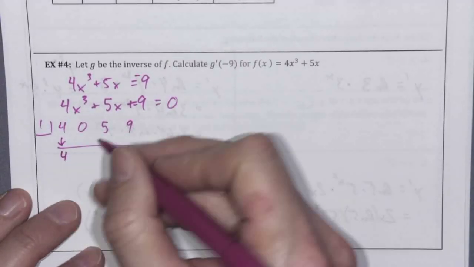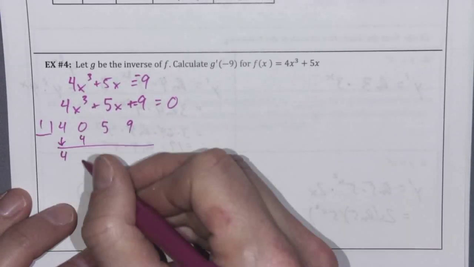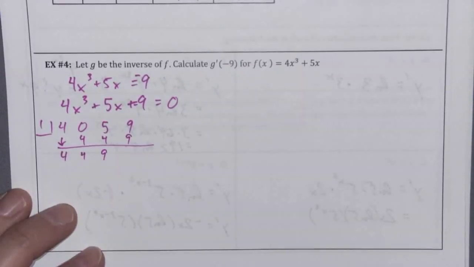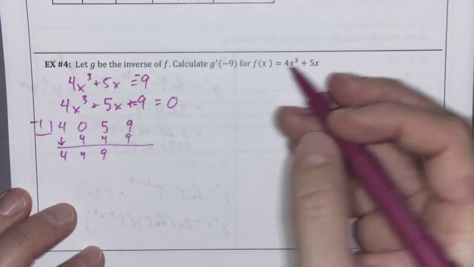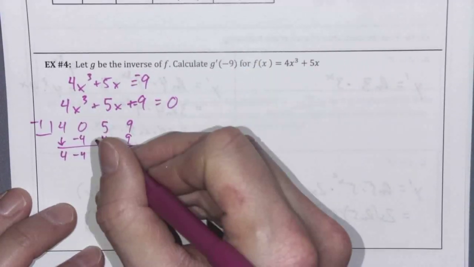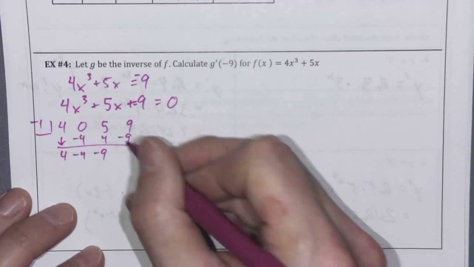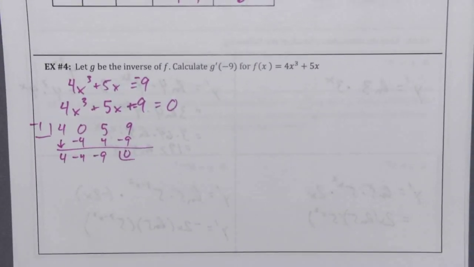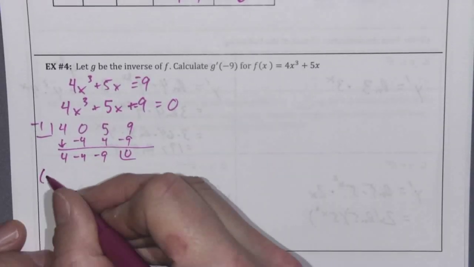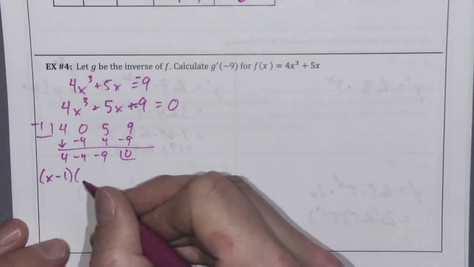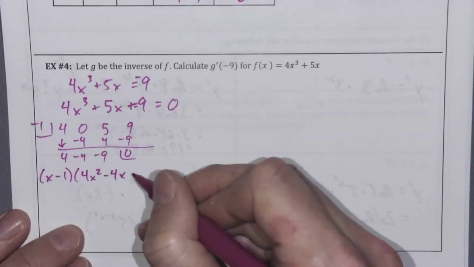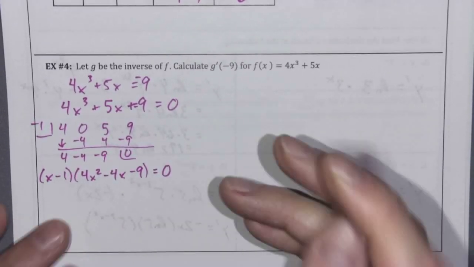That's going to be 4. That's 4, 4, 9, and then 9, that's going to be 18. But if it's negative 1, that's going to make him negative, positive 9, and then that'll become negative. There's my 0. Okay. So it looks like what I've got is x minus 1 times 4x squared minus 4x minus 9 has to equal 0.